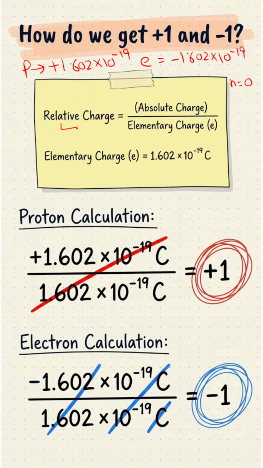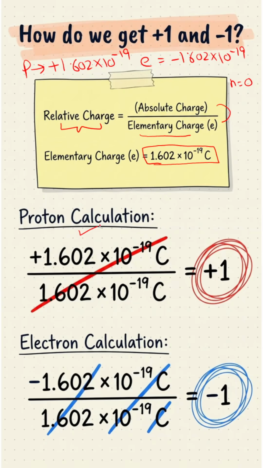Now we can calculate the relative charges. How we can calculate the relative charges? We can calculate the relative charges by dividing the absolute charge with the elementary charge. The value of the elementary charge is fixed, that is 1.602 into 10 raised to power minus 19 coulomb. Now let's start the calculation.